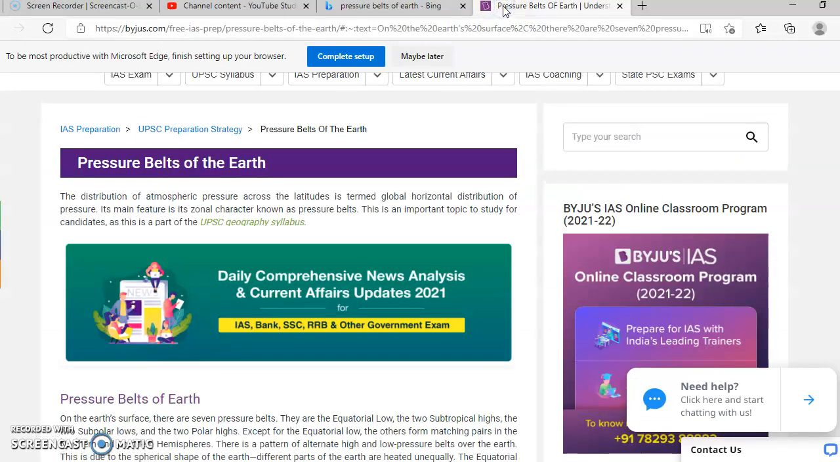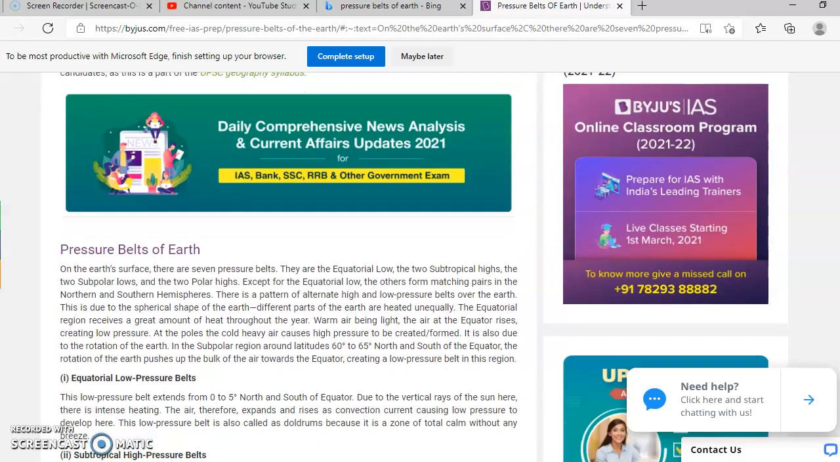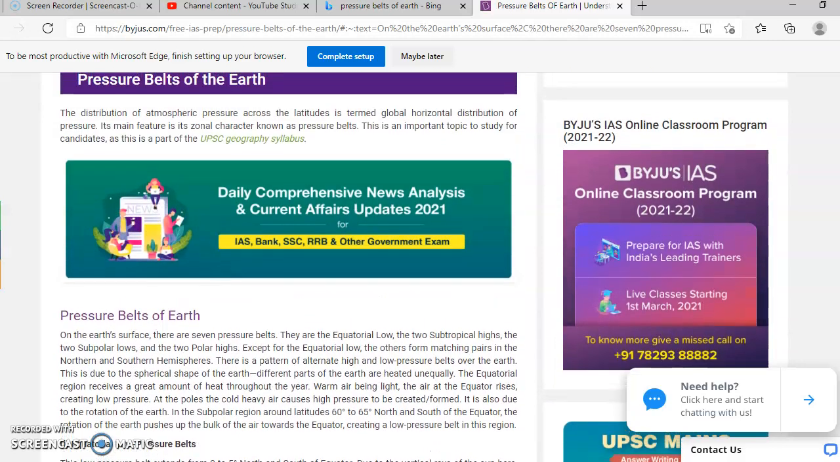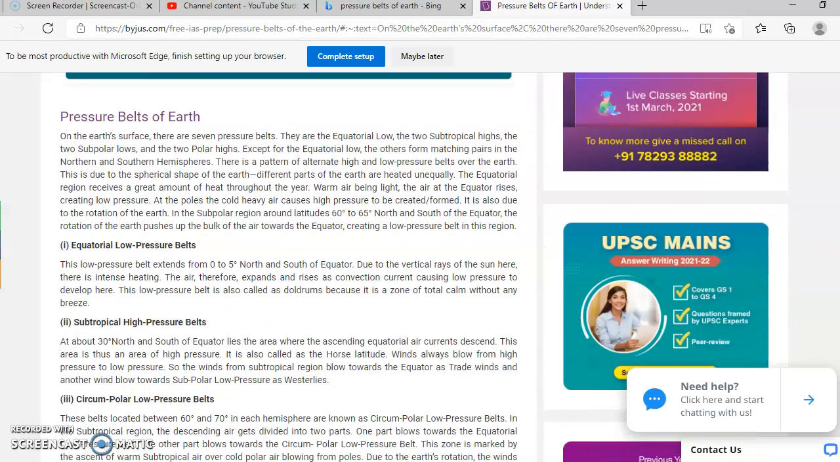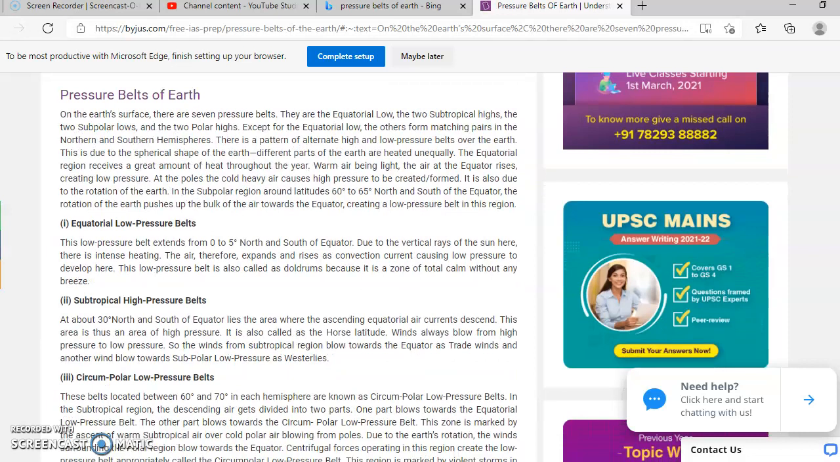This is my lecture on the pressure belts of the world. We know that pressure belts are created dynamically as well as due to thermal difference. Mainly the pressure belts are created due to thermal difference, and also in some cases they are dynamically created. There are many pressure belts as we see in the atmosphere.